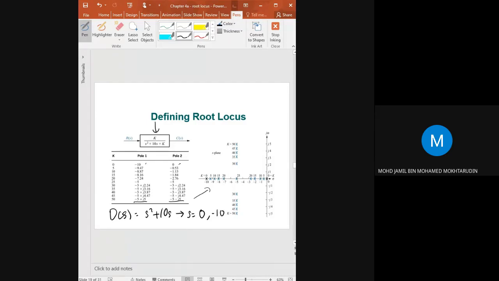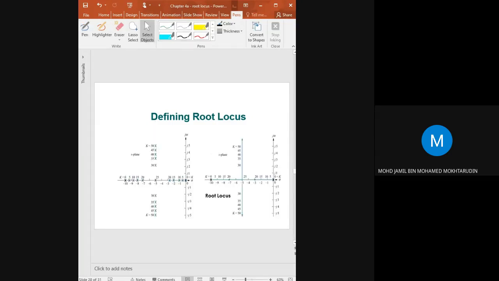It looks like a cross here. Then you can connect the dots, okay? You can connect all the dots. Then when you connect all the dots, it becomes the root locus. So root locus basically is the graph when you vary the value of K and you determine the poles. You determine the poles for each K value and you connect the dots, okay? And that's the root locus.